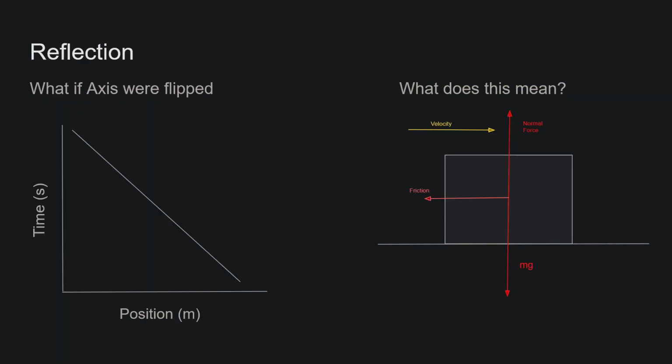Here's a reflection. What if the axes were flipped? Well, if they were flipped, you would see an inverse relationship between time and position. You would see, instead of a positive slope, a negative slope with the exact same magnitude. What does all of this mean?